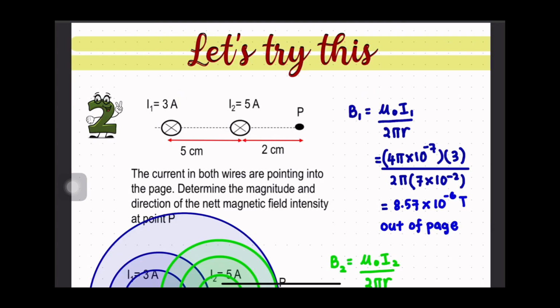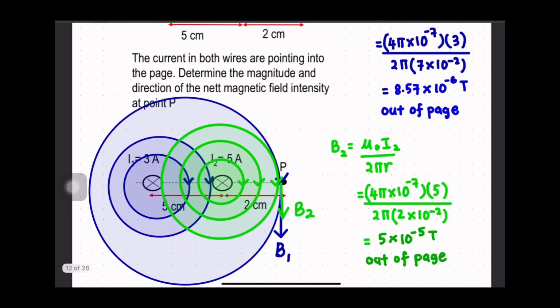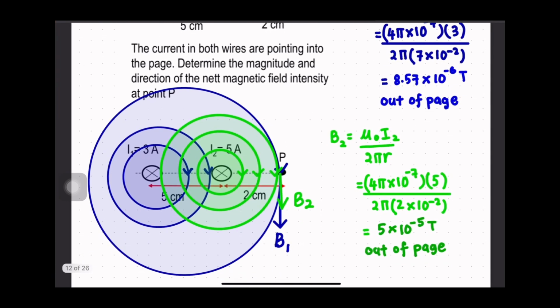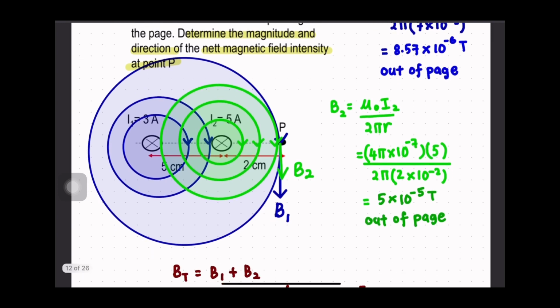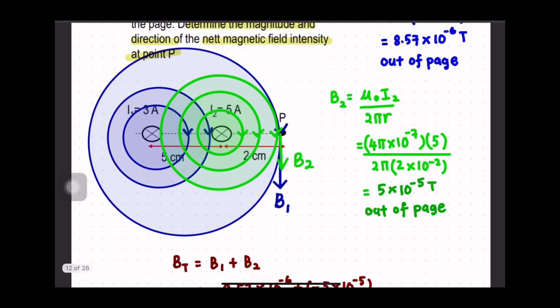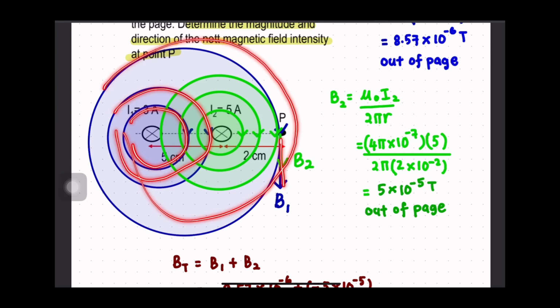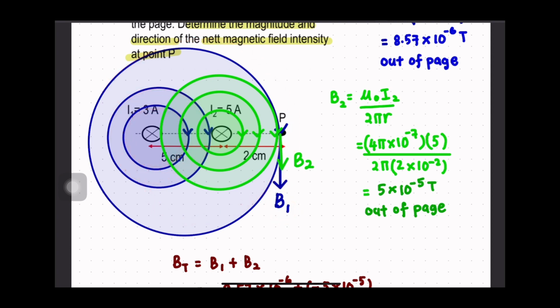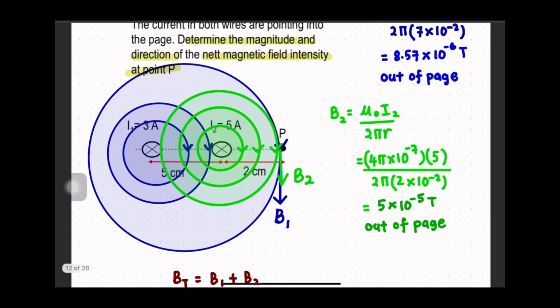Okay, this is an example from the top view. Okay, you can see that the cross here represents current flow. Okay, so we have to determine the magnitude and direction of the net magnetic field intensity at point P. So I drew already the diagram. Kalau you tengok, bulatan ni menunjukkan B. Macam mana saya tahu arah B ni, warna biru ni adalah B1 keluar? Kita boleh guna right hand grip rule lah. Okay, you boleh dapatkan B1 nilai dia adalah out of page.